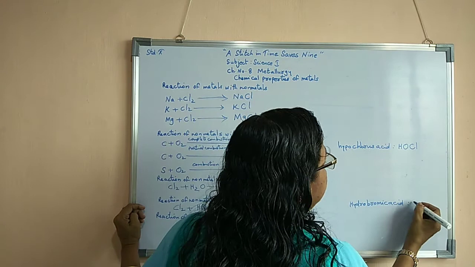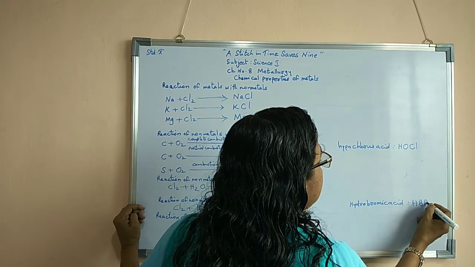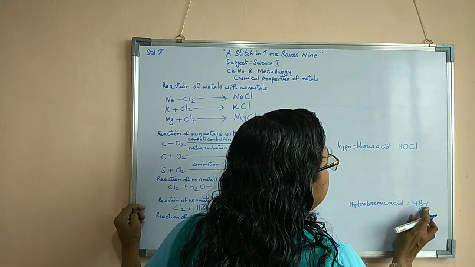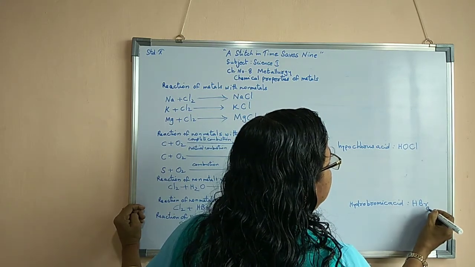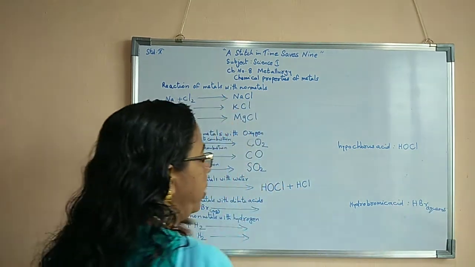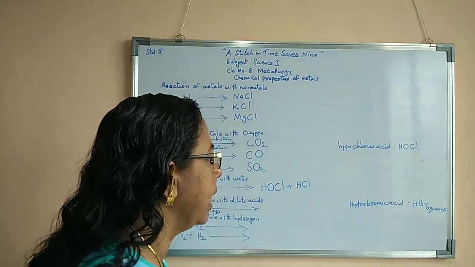So here now, HBr that is in aqueous form. Aqueous means a liquid form. It is in acid form. So we are calling it hydrobromic acid.